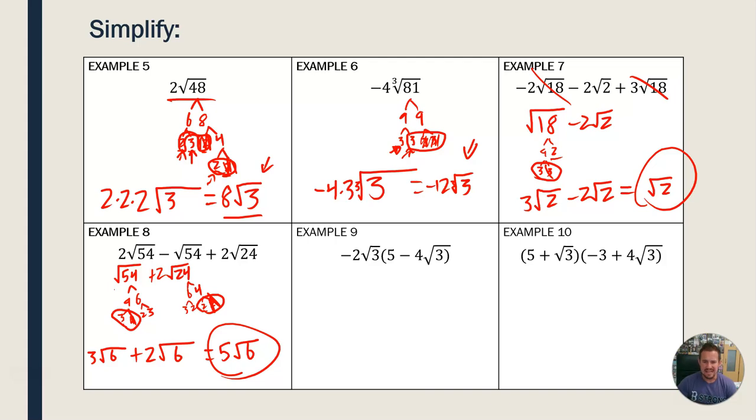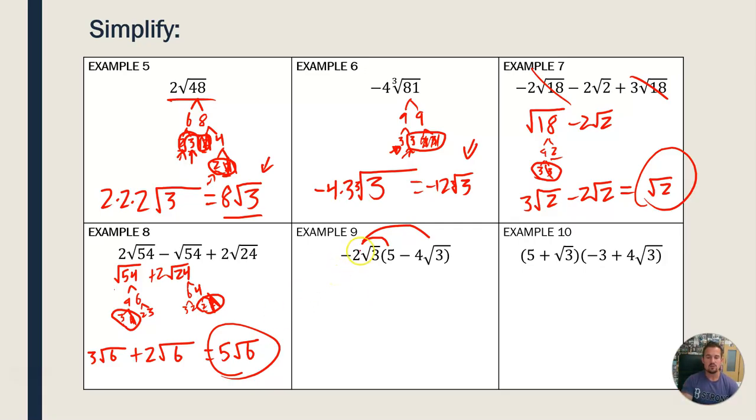All right, let's talk about some multiplication. So in example number 9, I have negative 2 square root of 3 times parentheses 5 minus 4 square root of 3. Okay. Well, I'm going to go ahead and multiply these two expressions similarly to how I would when I'm distributing terms in a polynomial expression. So I need to multiply negative 2 square root of 3 by both of these terms on the inside. So let's do negative 2 square root of 3 times 5.